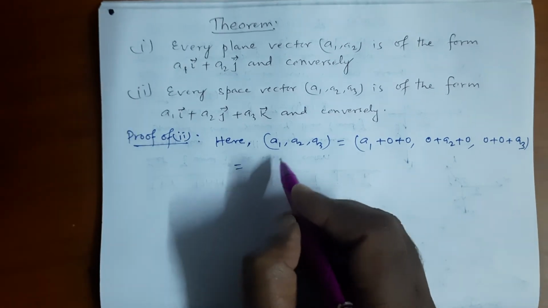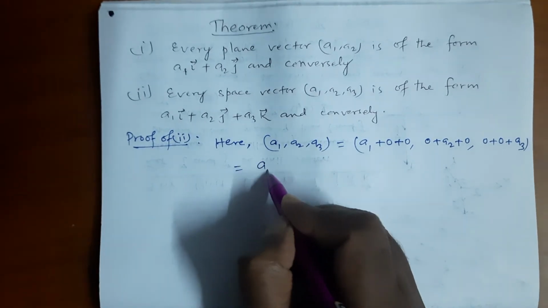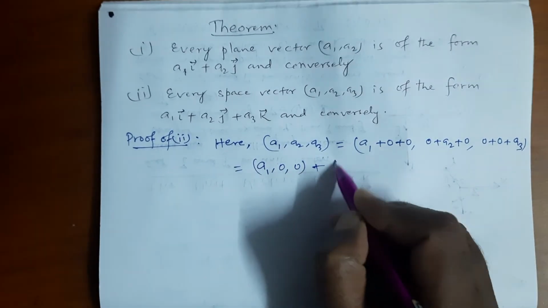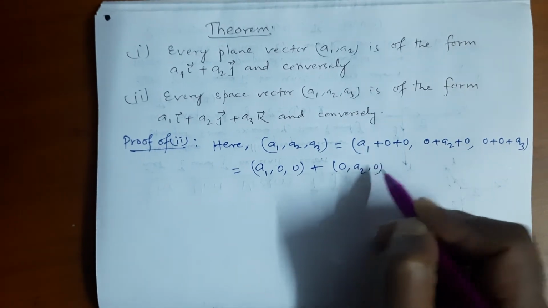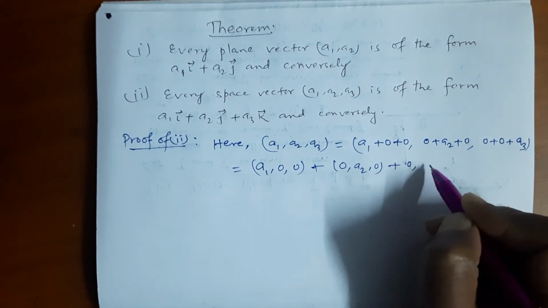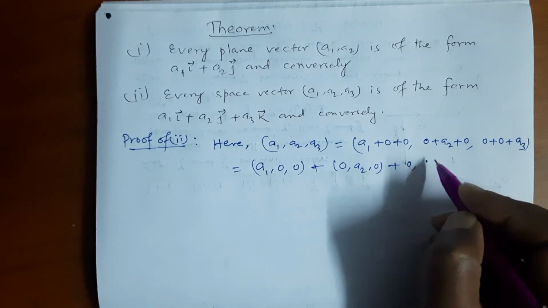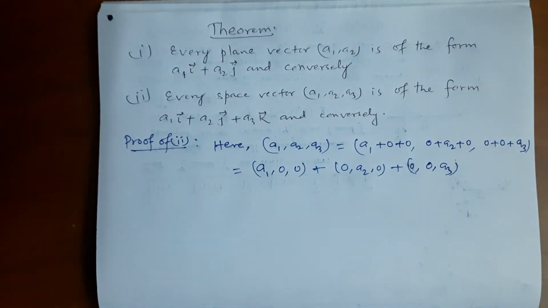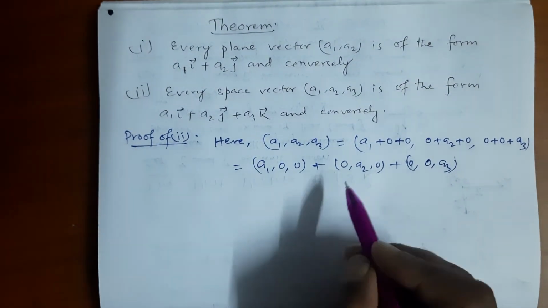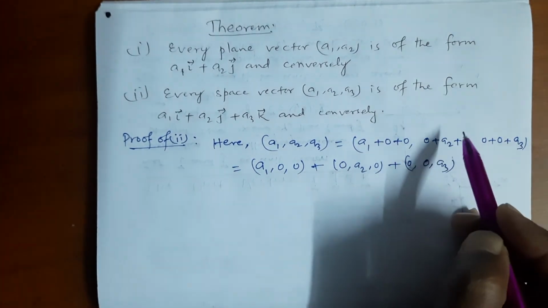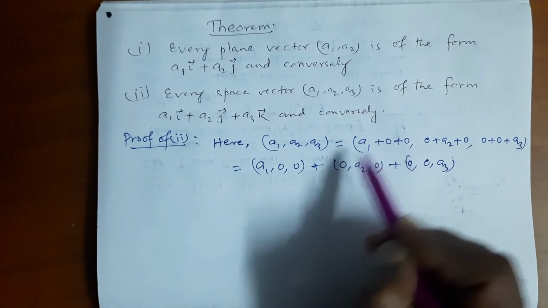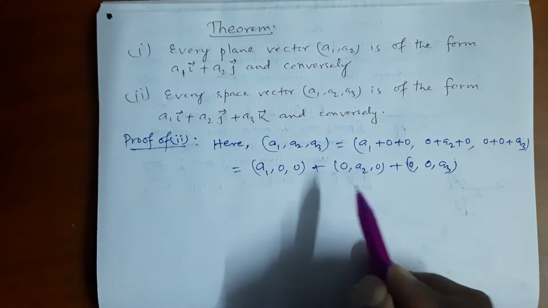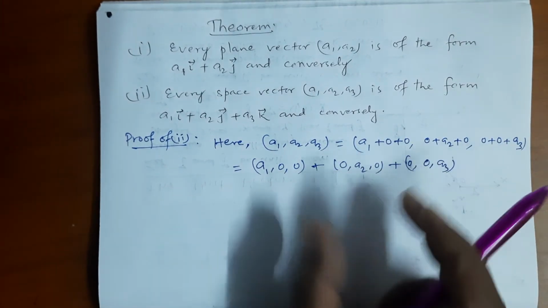Now we can express it in this way: a1 0 0 plus 0 a2 0 plus 0 0 a3. Okay, we can write this in this way, because while adding we again get the same expression: a1 plus 0 plus 0, 0 plus a2 plus 0, and 0 plus 0 plus a3. So instead of this we can write this step.